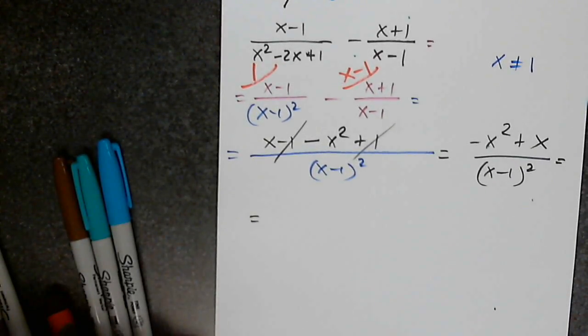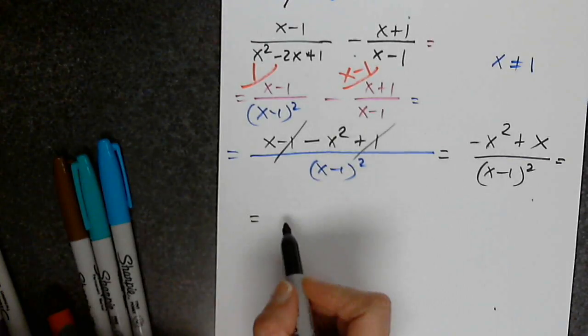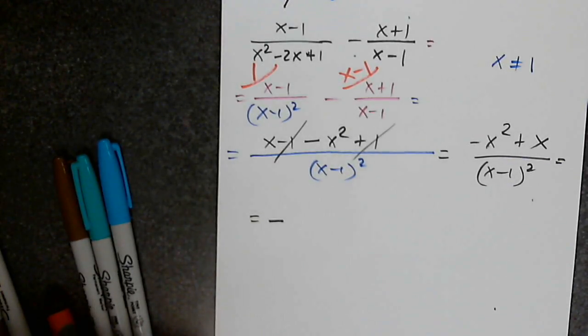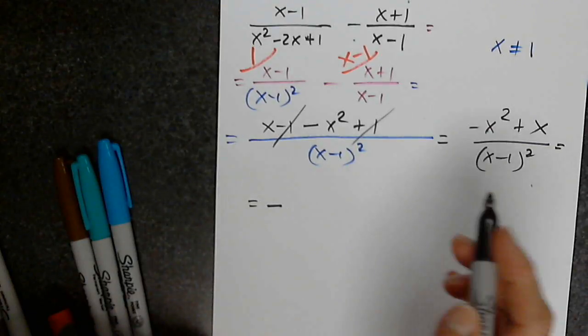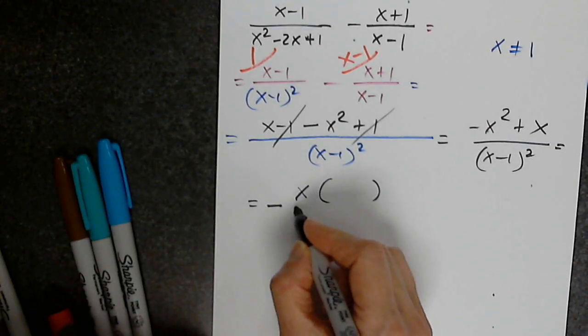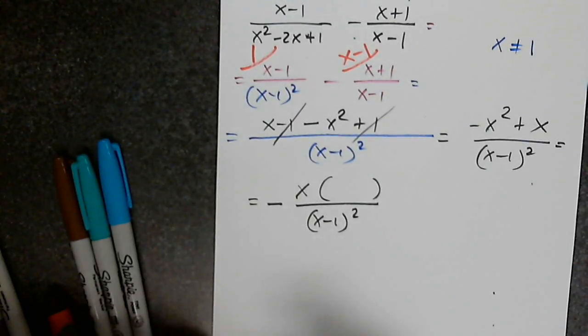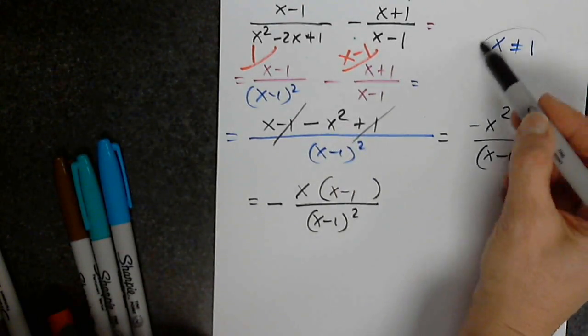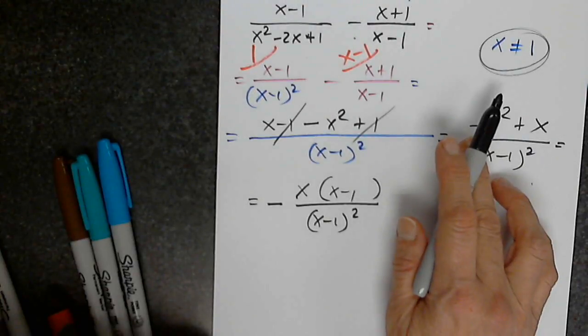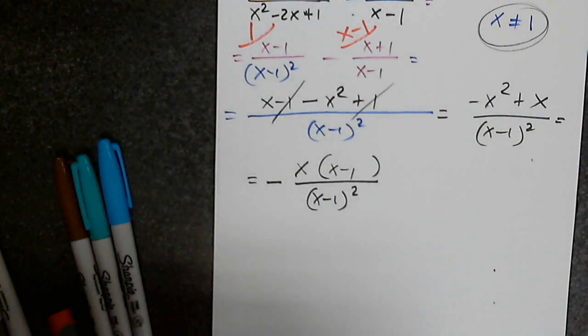Now I don't like the top because it has a negative leading coefficient, so I'm going to factor it out, and also x. What is left in parentheses? Perfect. I already stated my restriction. I'm safe. To do what?